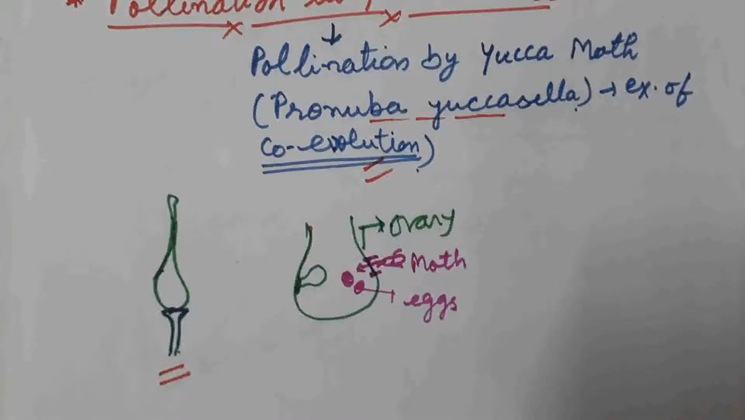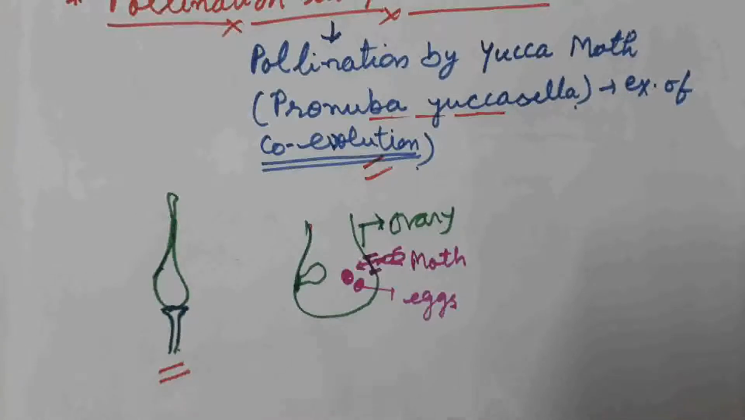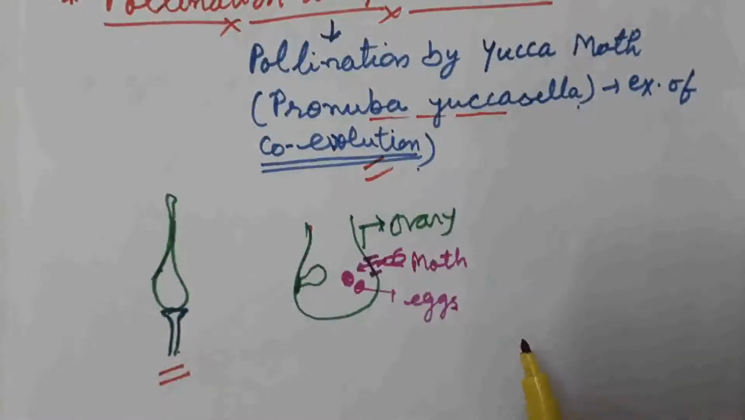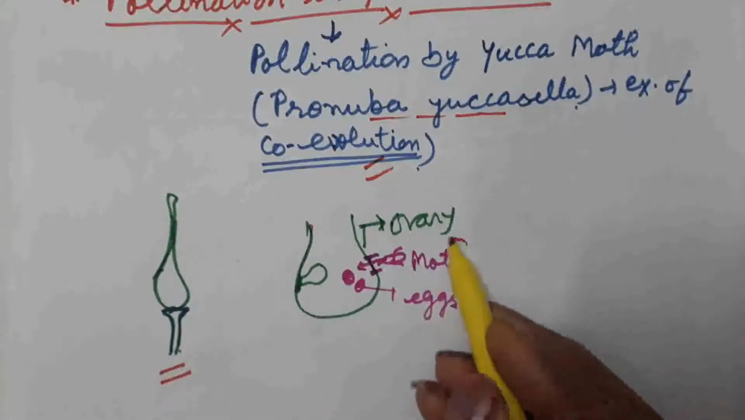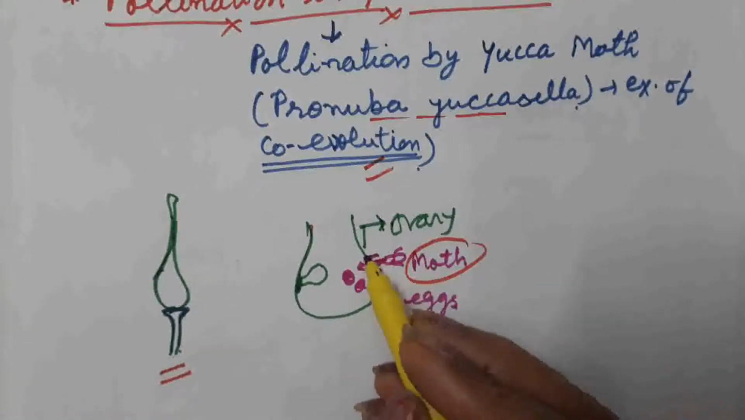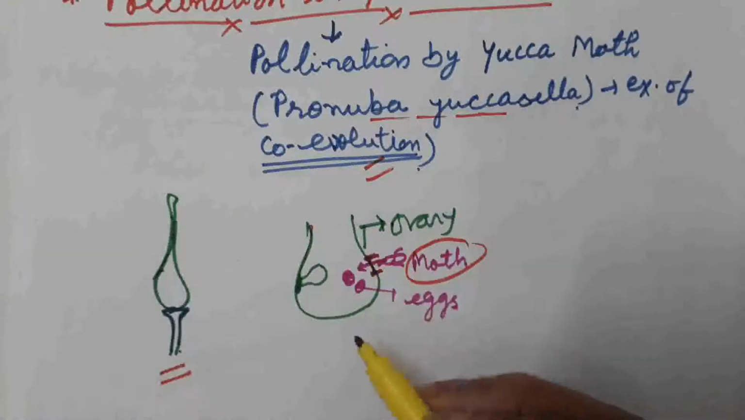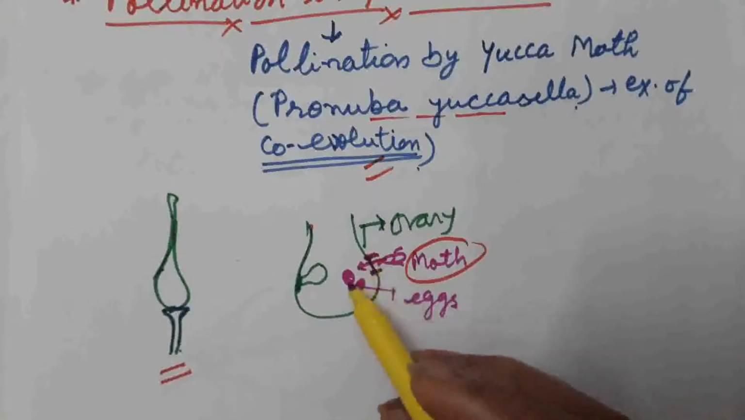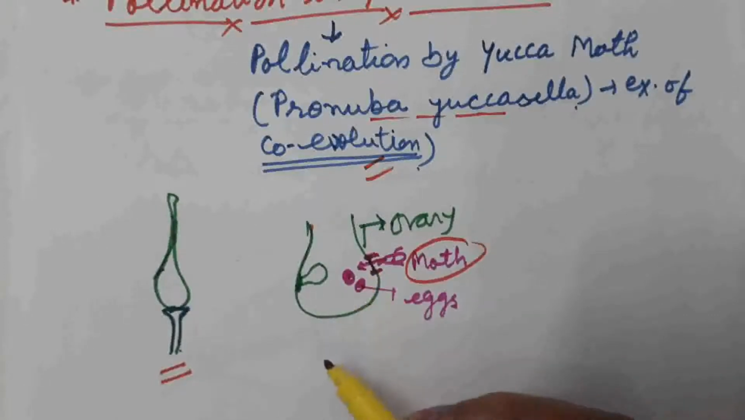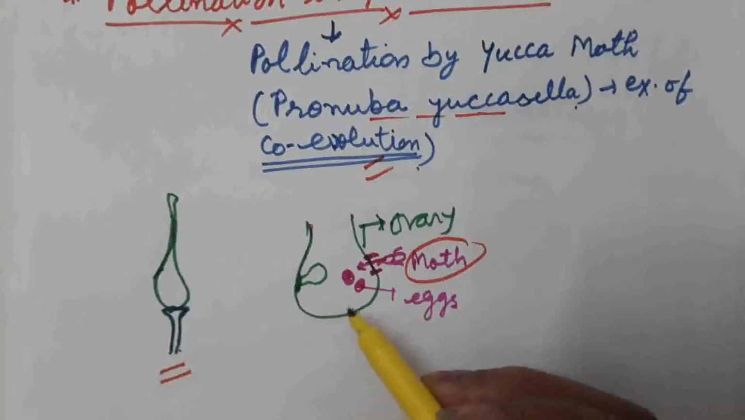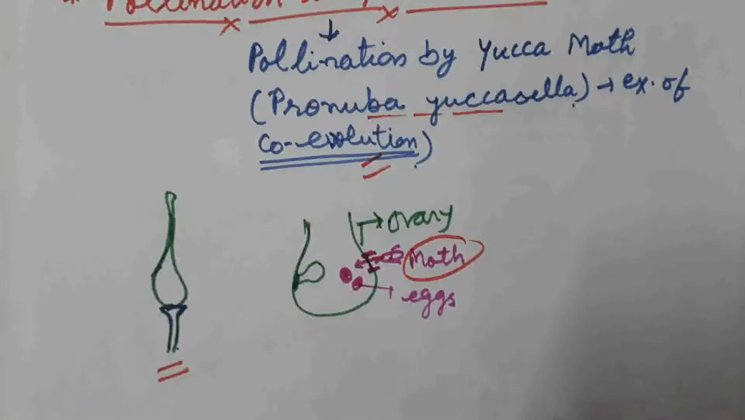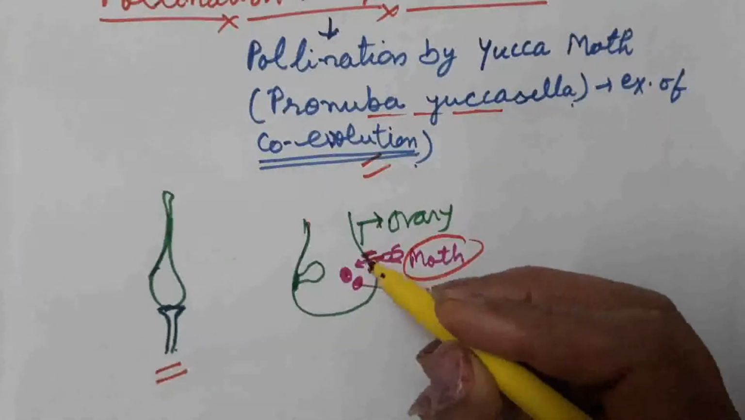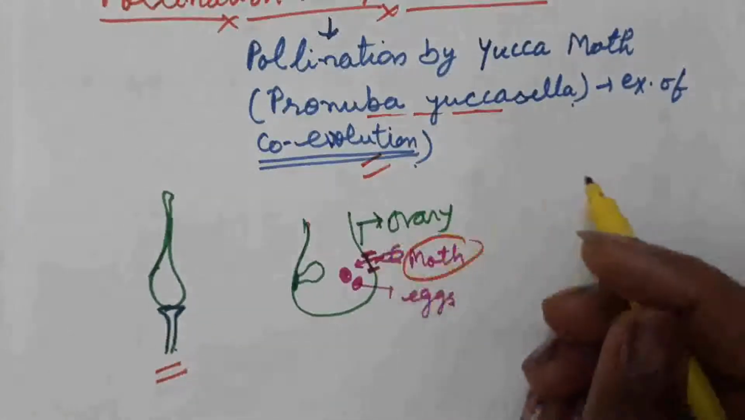What happens in this case? The moth is going to drill a hole into the ovary. This is the moth which drills a hole into the ovary of the yucca flower and lays its eggs inside this ovary. And then, important, what happens here is that it seals this hole with the help of pollen grains of another flower.